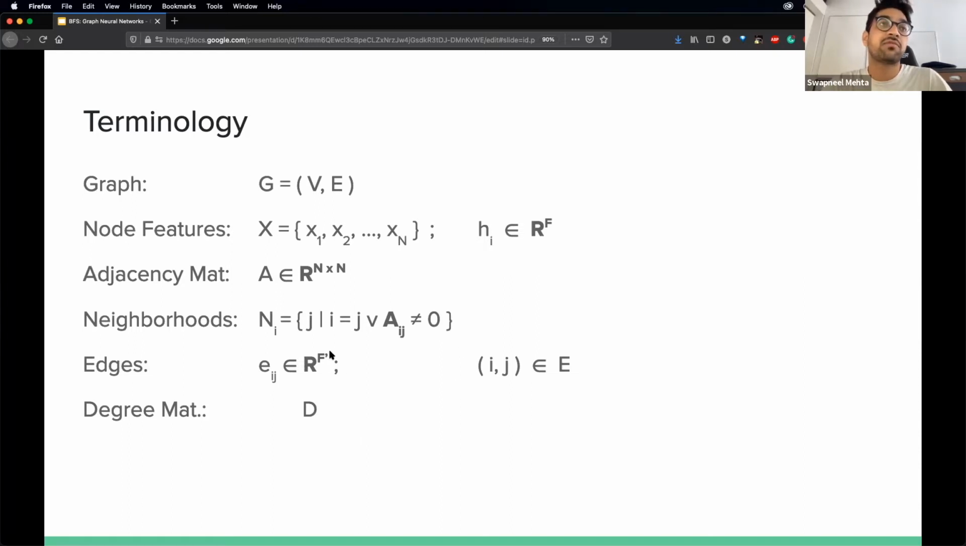So those are f prime dimensional. Again, not super important. We'll get to that later. And there is a degree matrix. The degree matrix D indicates the degree of a node, indicating how much it is connected. It is typically a diagonal matrix, with elements along the diagonals, I think.